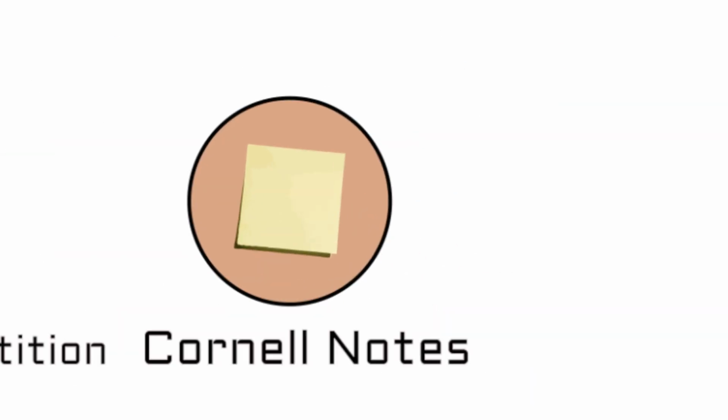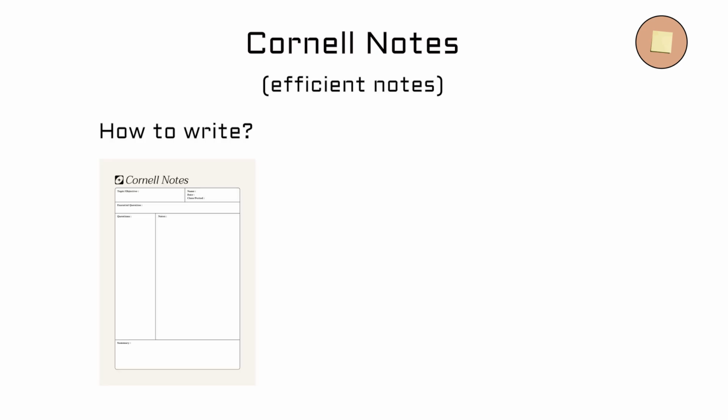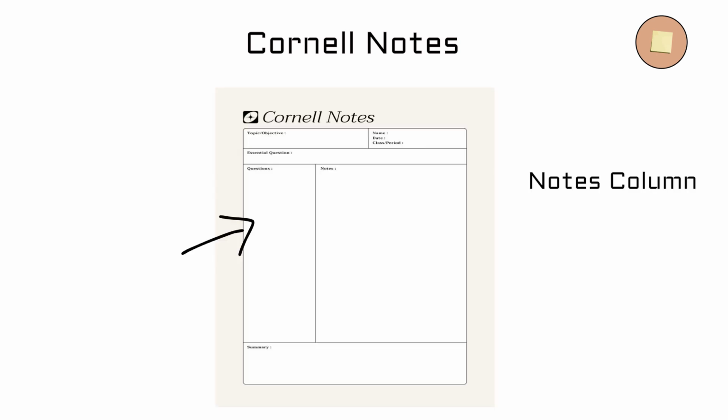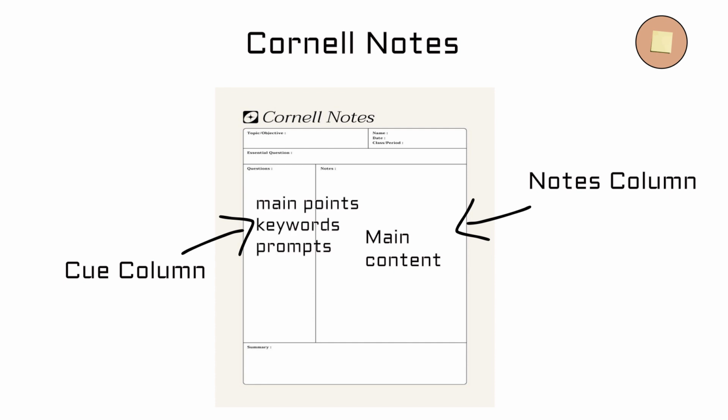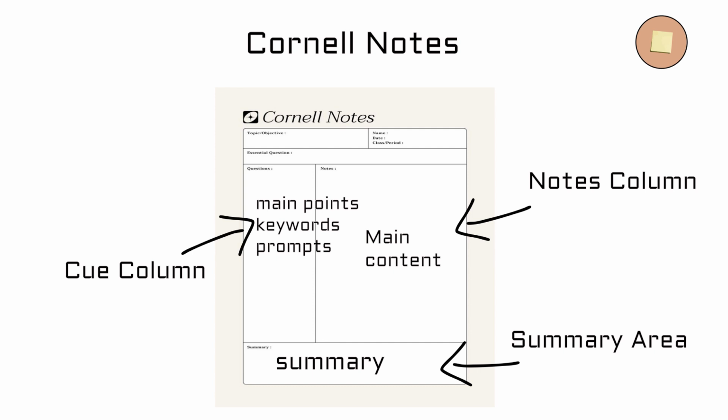Cornell note-taking method. The Cornell method is basically a top student's secret weapon for taking efficient notes. It not only shows you how to write notes, but also how to actually use them. The page is divided into 3 sections. Notes column, write down the key content here. Q column, summarize main points with keywords or prompts to help you review later. Summary area, at the end, write a short summary about what you learned and any questions you still have.